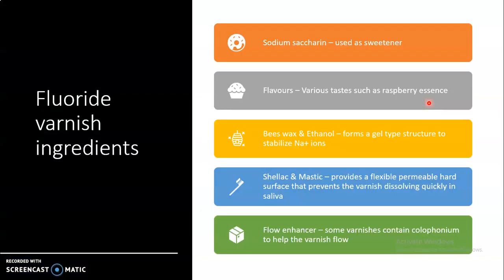Now coming to the ingredients of fluoride varnish, I am going a bit into detail about fluoride varnish, as I told you, because it can be asked as a short note question. Usually sodium saccharin is added as a sweetener, but in certain conditions even xylitol can be added as a sweetener. It has flavoring agents, beeswax and ethanol, and shellac, which prevents the varnish from dissolving in the saliva, and it has a flow enhancer. These are all the additional ingredients other than the active fluoride ingredient, which is usually sodium fluoride.